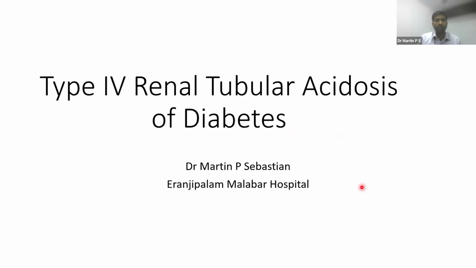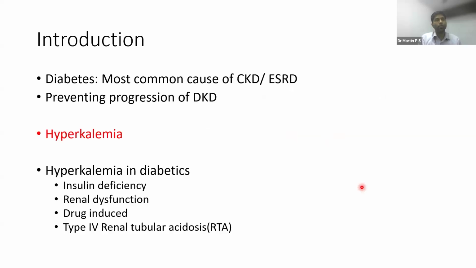So we'll directly go to the topic. We know that diabetes is one of the most common causes of chronic kidney disease and end-stage renal disease in the world. And whenever we come across a case of diabetic kidney disease, we try to retard its progression. And to do that, we have different pillars available.